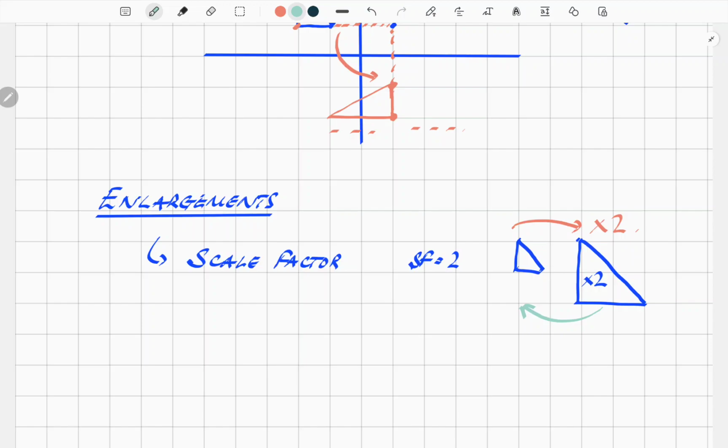If this one is double that one, so the small one doubled gives you the bigger one, then if you start with the bigger one, what would you have to times it by to get back to the smaller one? Half. Yeah? Does that make sense? Okay, times 2. And if you go from a bigger to a smaller, the scale factor will be a fraction.